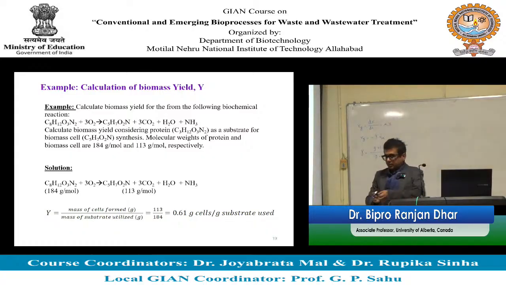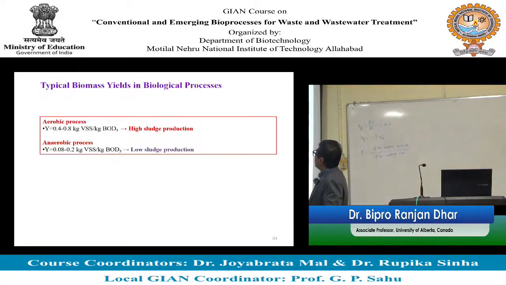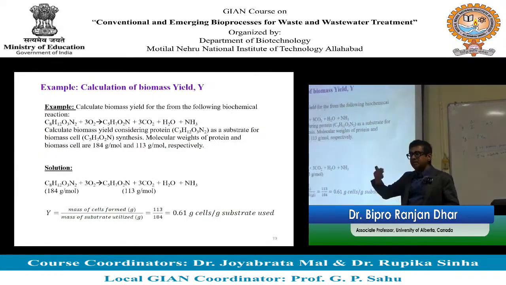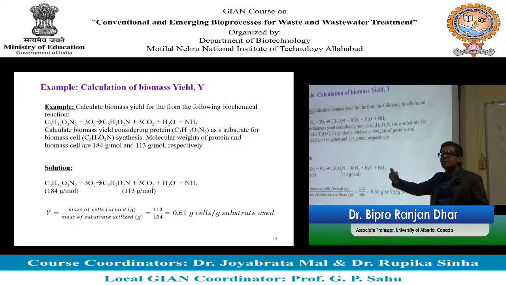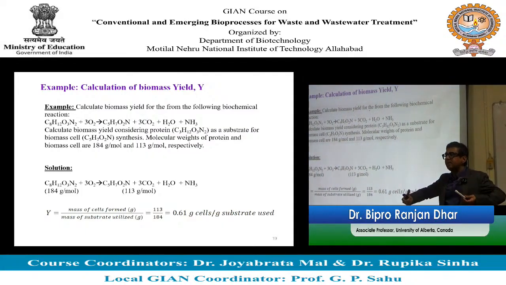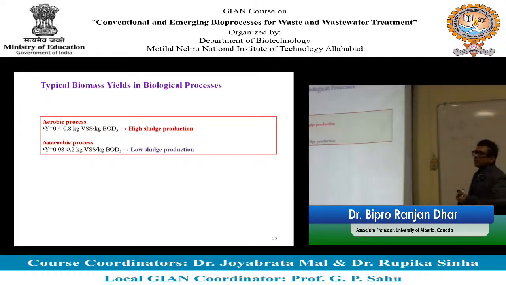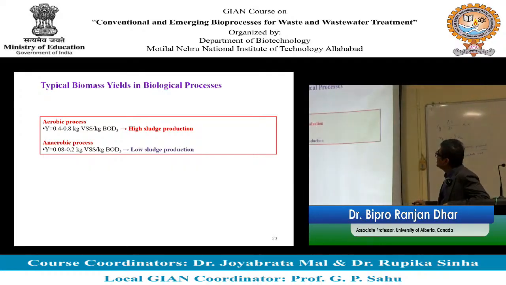All right. And the yield for an aerobic process, you can see. So what does higher yield mean? Higher yield means it's producing more biomass, right? If we compare the anaerobic process with the aerobic process, you can see the aerobic process yield is 0.4 to 0.8 kilogram of VSS per kilogram of BOD5.